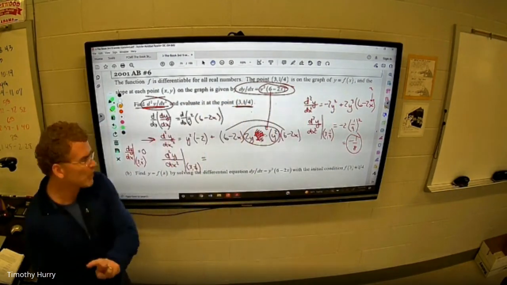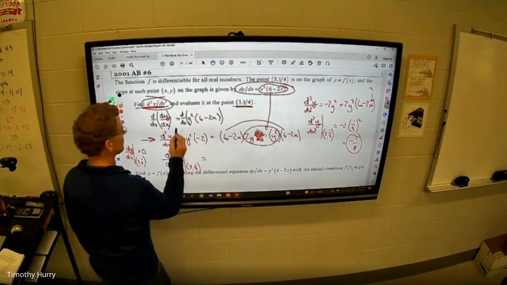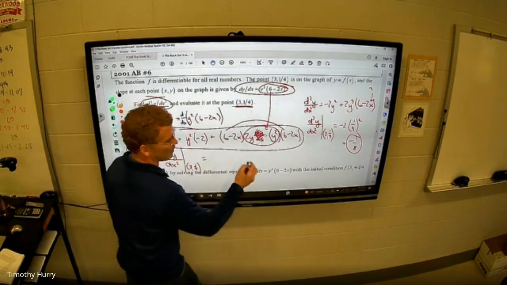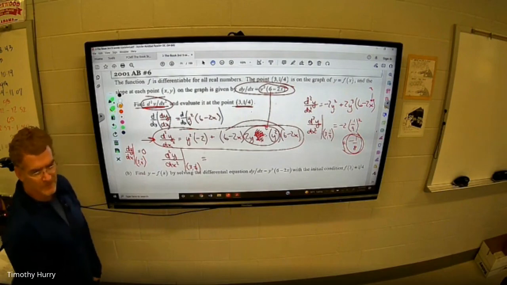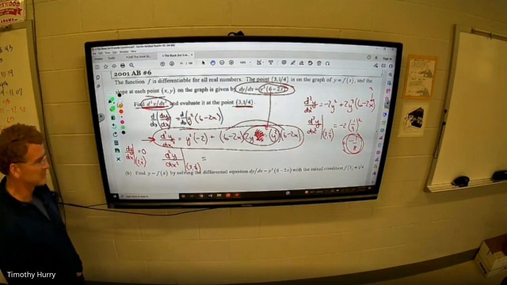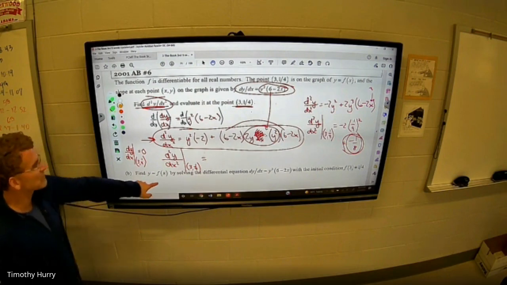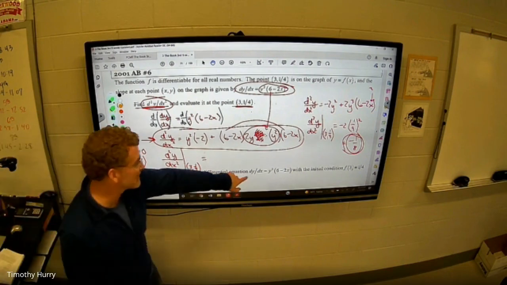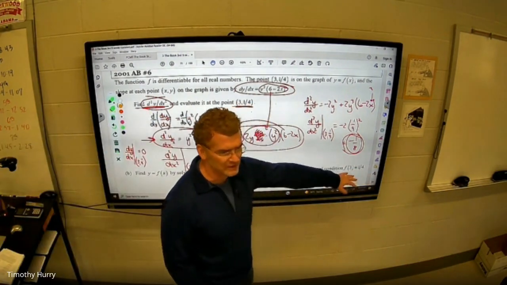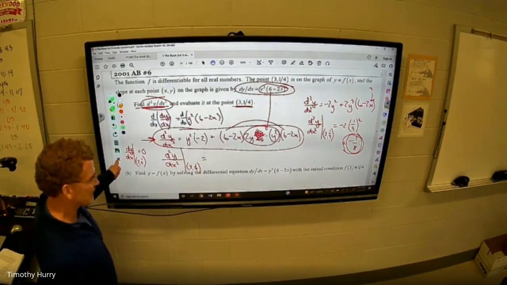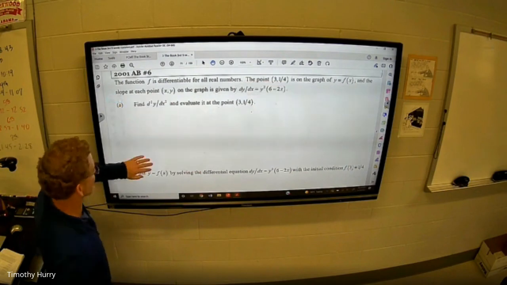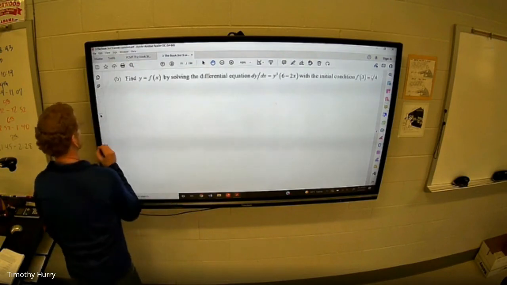You got 2 points for finding the second derivative correctly on this, and you got 1 point for getting -1/8. So you're 3 points in on this problem. And it's a 9-point problem, at least in 2001. Then what do you have to do? Find y equals f of x by solving that differential equation with the initial condition. They could have spelled that out more to you there, right? So once again, dy/dx equals y squared times (6 minus 2x). So right there, let's separate the variables.